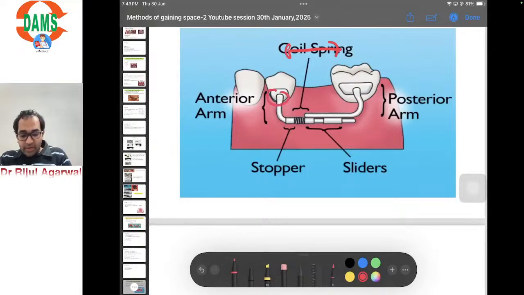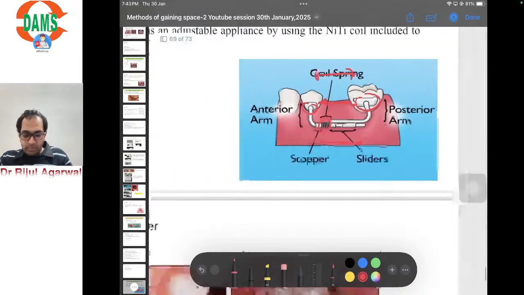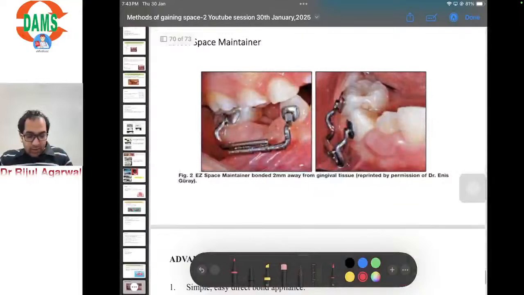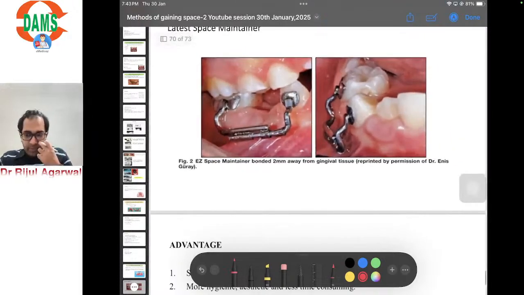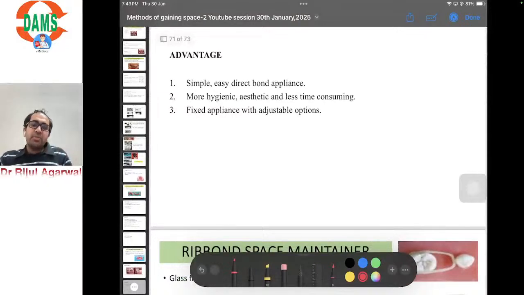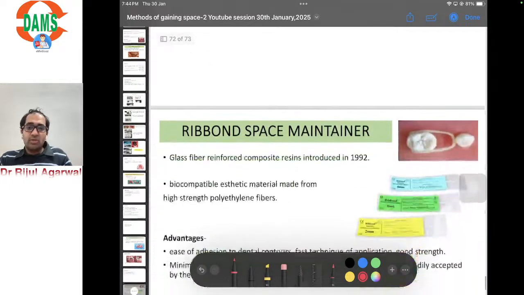It's just bonded to the anterior teeth and the posterior teeth with the presence of a nitinol coil spring here. So if we need to regain some space as well, we just need to adjust this stopper so it will exert forces from it and open up the space. Next is the intraoral image of an EZ space maintainer. These are prefabricated. A simple, easy, directly bonded appliance, more hygienic, aesthetic and less time consuming, and a fixed appliance with adjustable options.